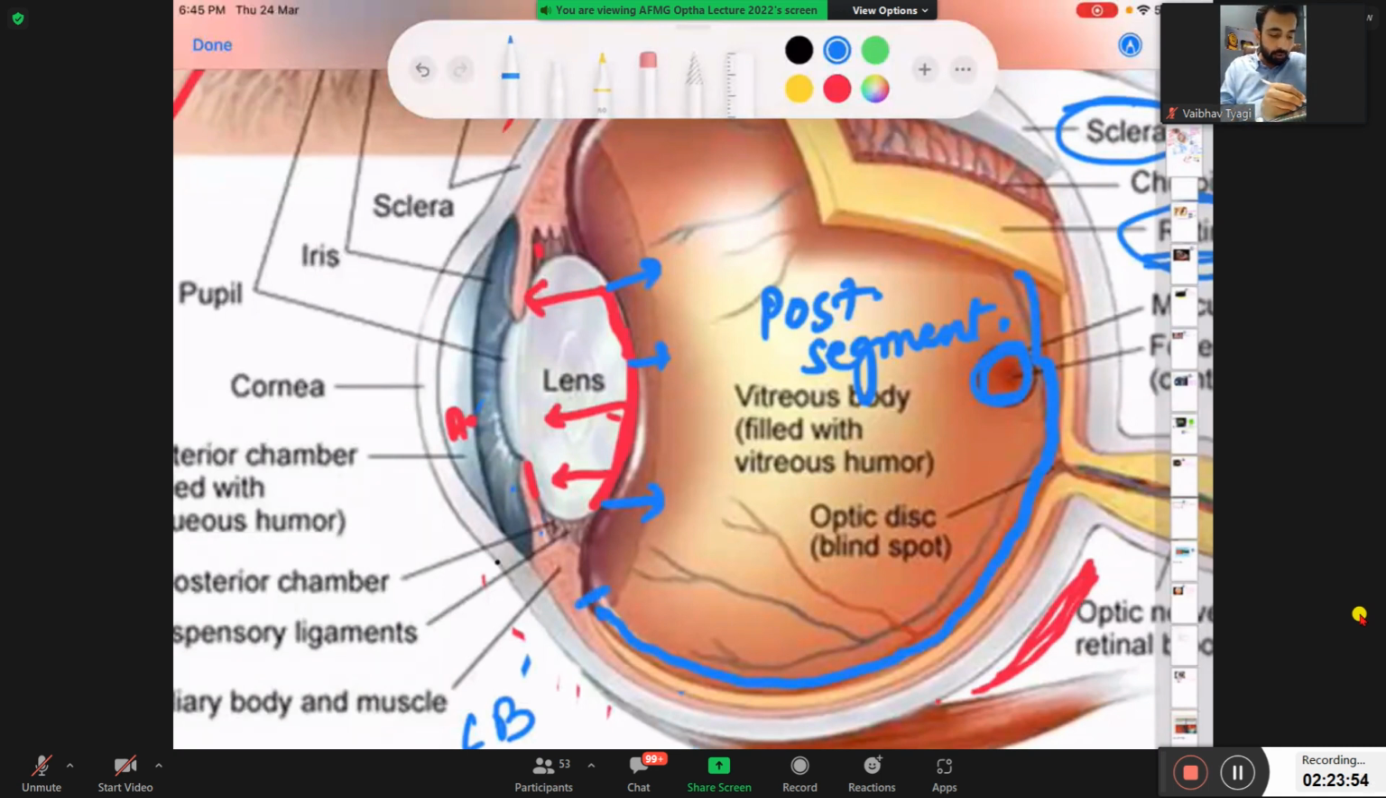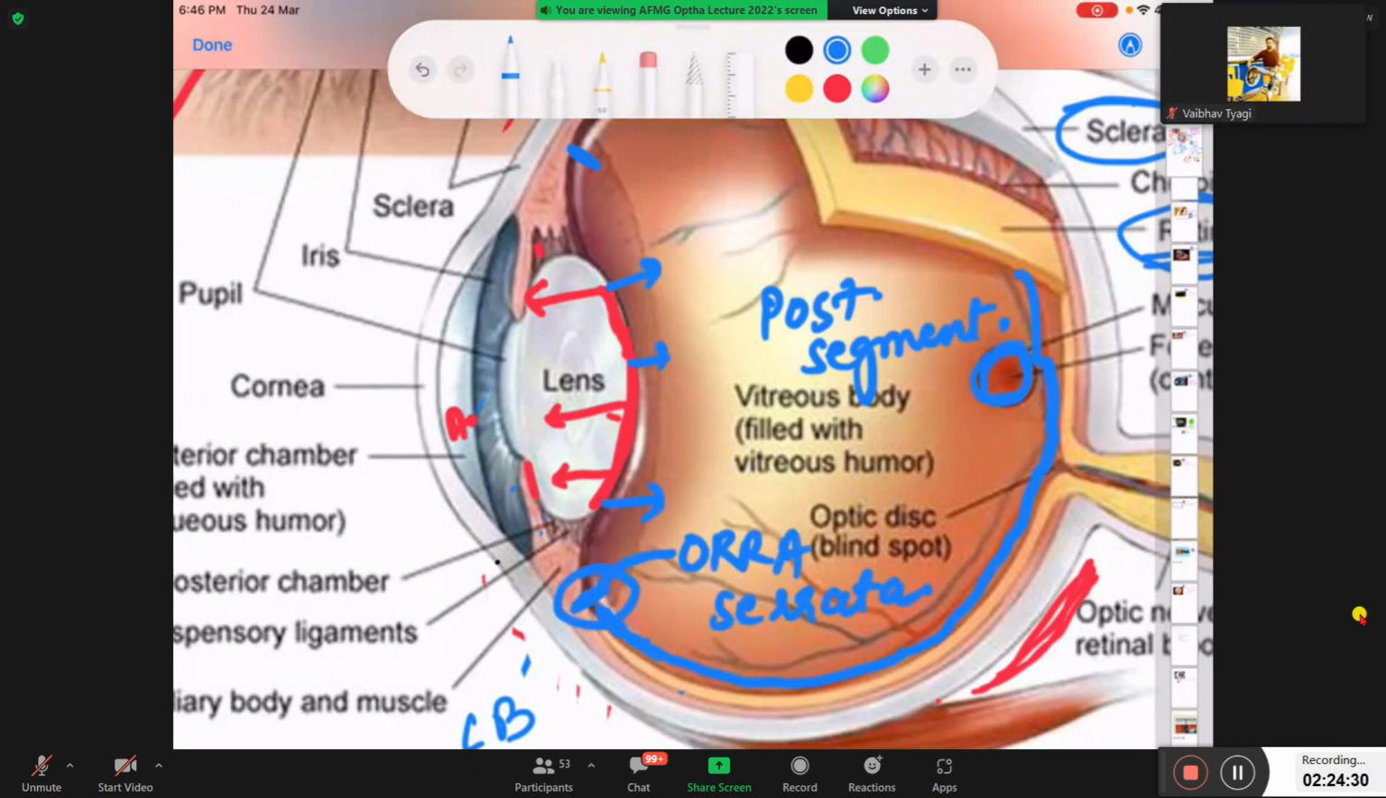So this junction of the ciliary body and your retina, can you see this junction? The blue part, the point where the ciliary body ends and your retina starts. Can you appreciate this point? This point is called as ora serrata.